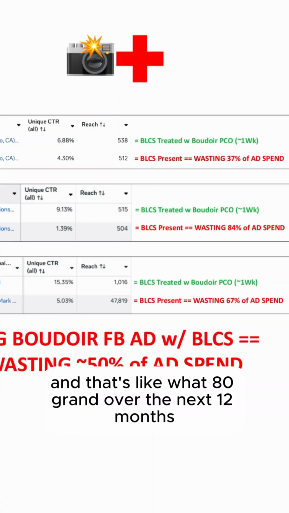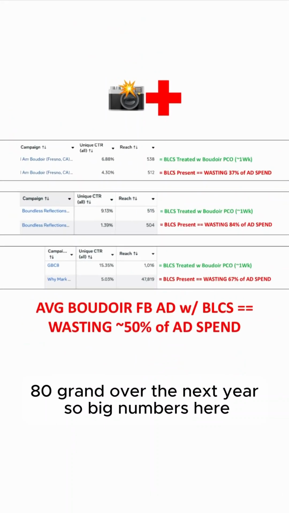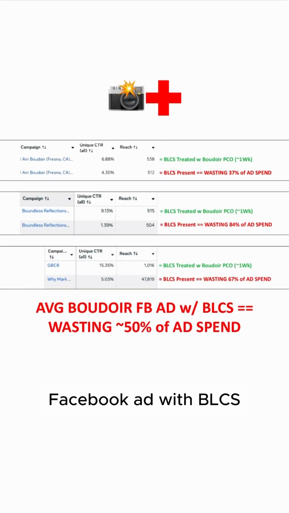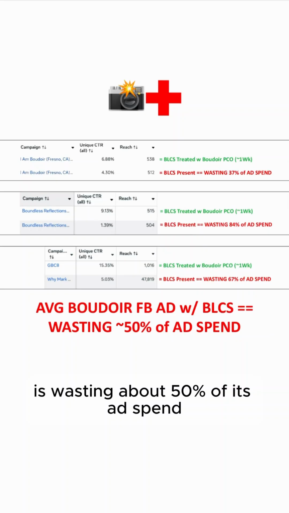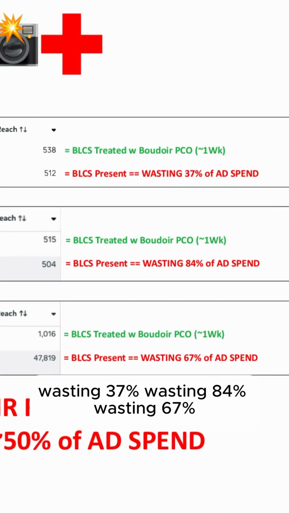And that's like what, 80 grand over the next 12 months, 80 grand over the next year. So big numbers here. Now the average boudoir Facebook ad with BLCS is wasting about 50% of its ad spend. I mean, look at the numbers right here. Wasting 37%, wasting 84%, wasting 67%.